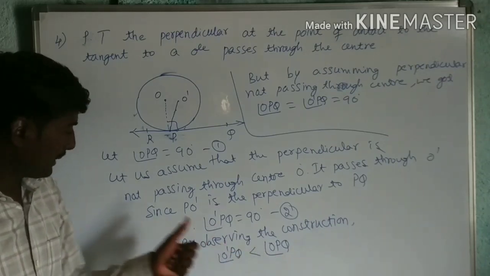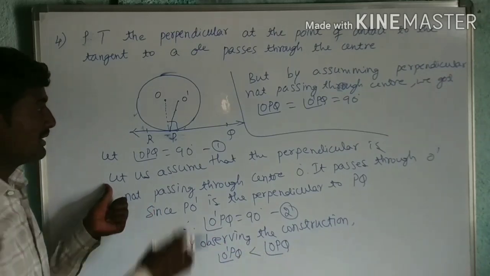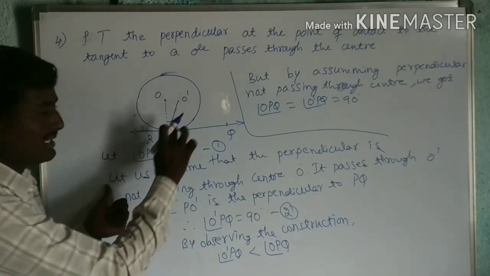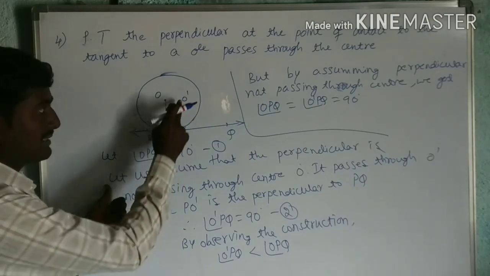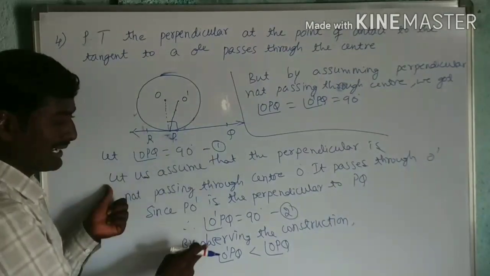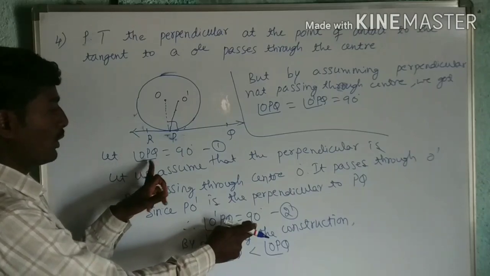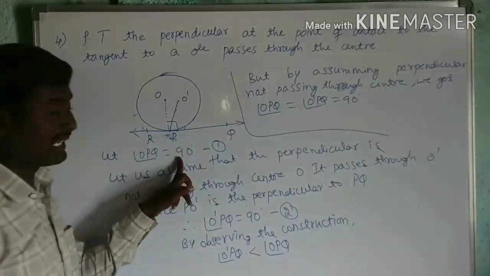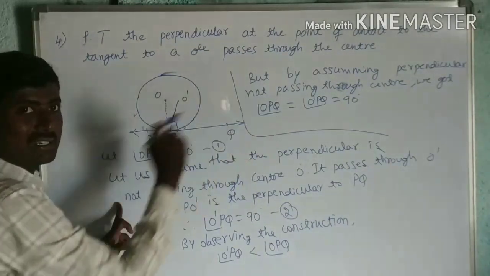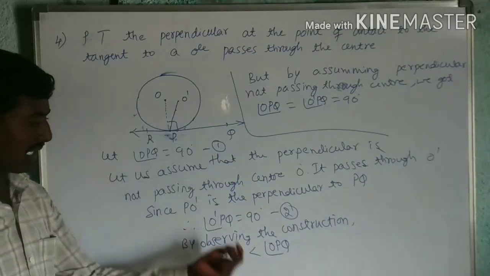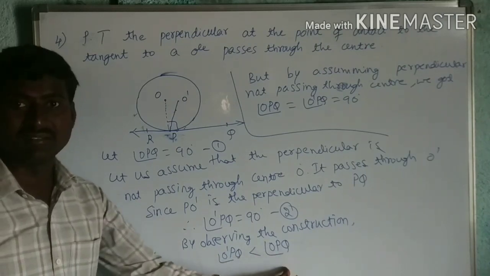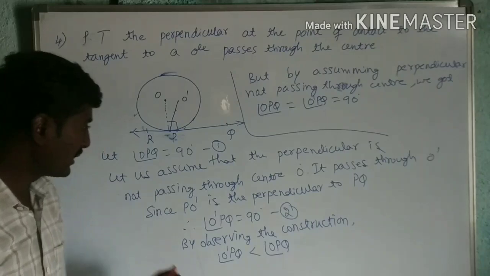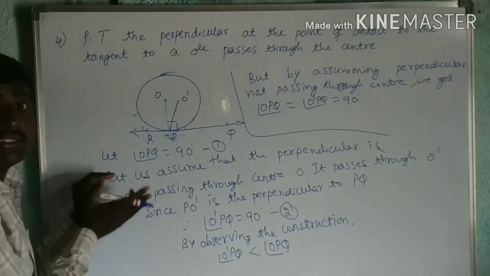OPQ. But here I assumed, what I assumed? So this perpendicular not passing through the center, it passing through the O dash. Since it is a perpendicular, I can say that O dash PQ is also equal to 90 degree. O dash PQ is also 90, OPQ is also 90. So these two are equal to 90 degree. By assuming this, I can write this condition. But by observing this diagram, this angle must be less than this angle. Therefore, what it means? It means that whatever we assumed here, that is wrong.